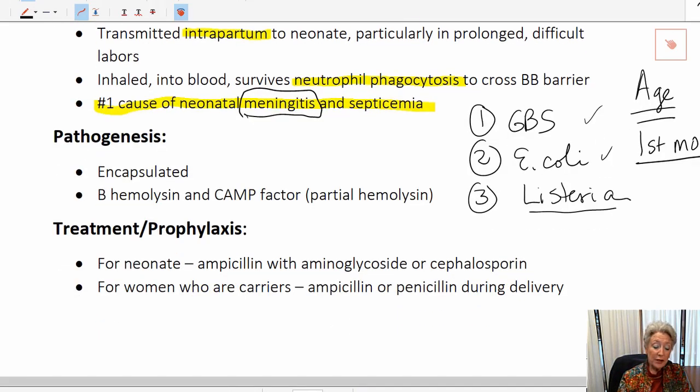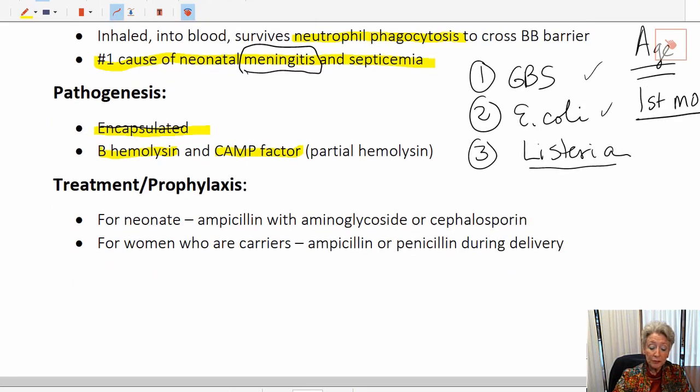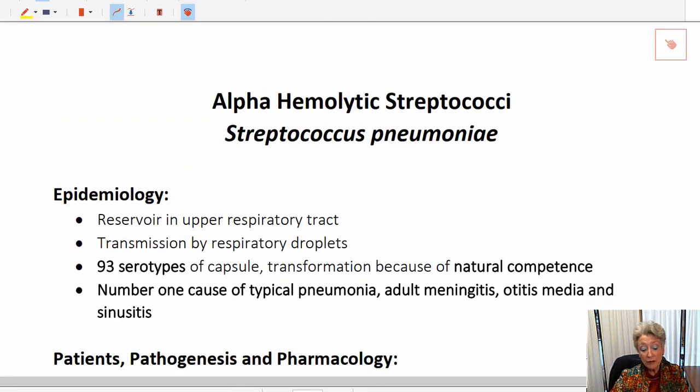Okay, it is encapsulated. That's actually a strategy that is necessary for virtually all of the agents of meningitis. They have to have a way to survive neutrophil killing in the blood. It has a beta hemolysin and an additional partial hemolysin, and I detect that by growing it alongside of Staph aureus. Treatment, ampicillin with an aminoglycoside, and if I know that a woman is a carrier, then it's easier to protect against this by giving her ampicillin or penicillin during delivery.